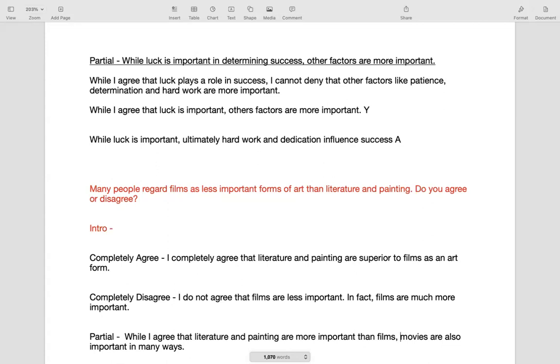It's not like films are not important. Like we can stop making films. Why? Because books and paintings are more important, so let everyone make books and paintings, everyone writes books and everyone starts making paintings. So I do not mean that. I mean that literature and painting are more important in some ways, but movies are also important in many ways. Do you agree with how I formed this essay? Is it clear how I formed it?